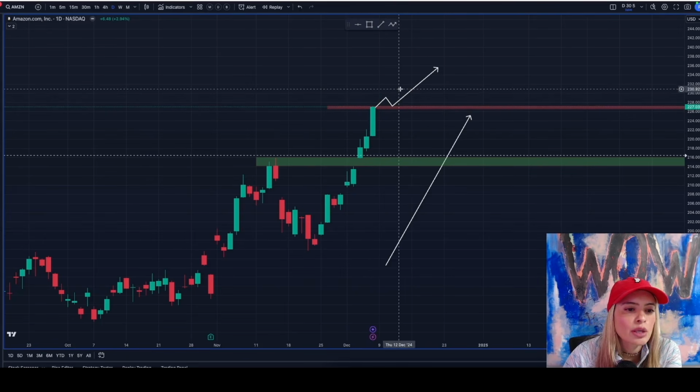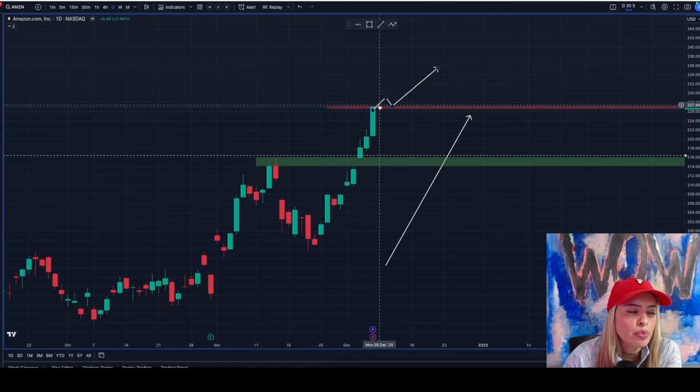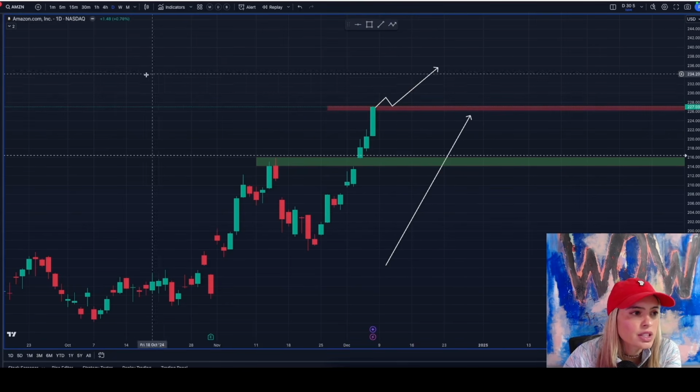So this is a big watch for me. If in the morning it breaks this resistance or it gaps up, I will wait for a pullback to this high and then play the upside continuation here. So Amazon is a good one.